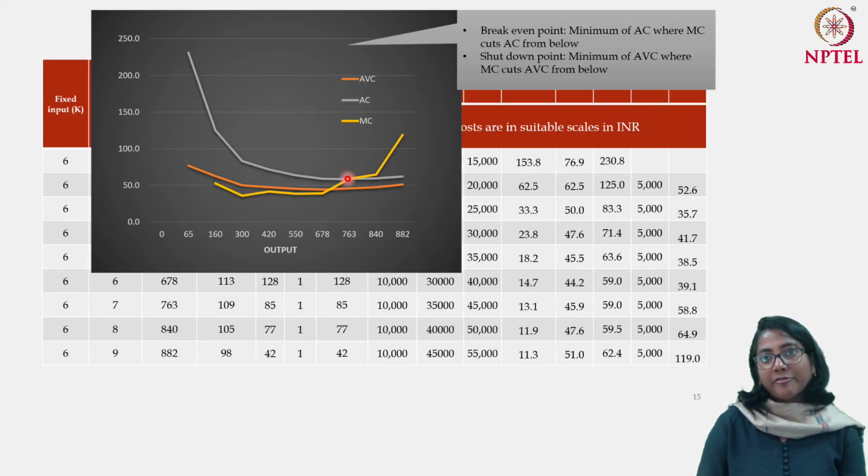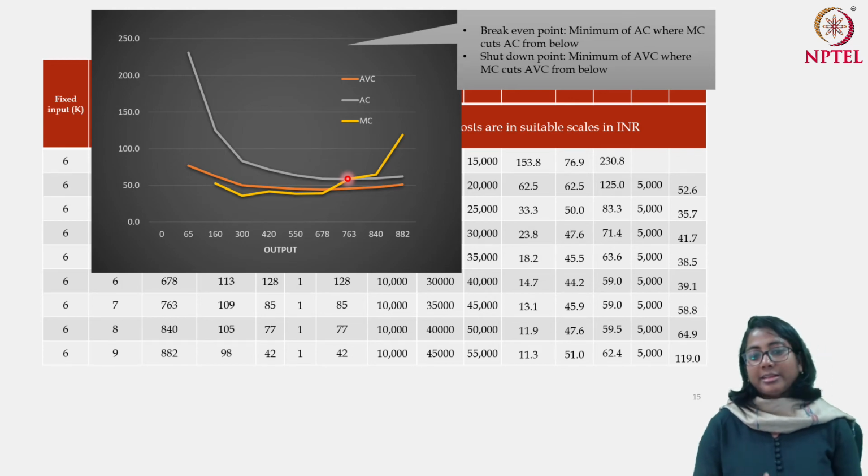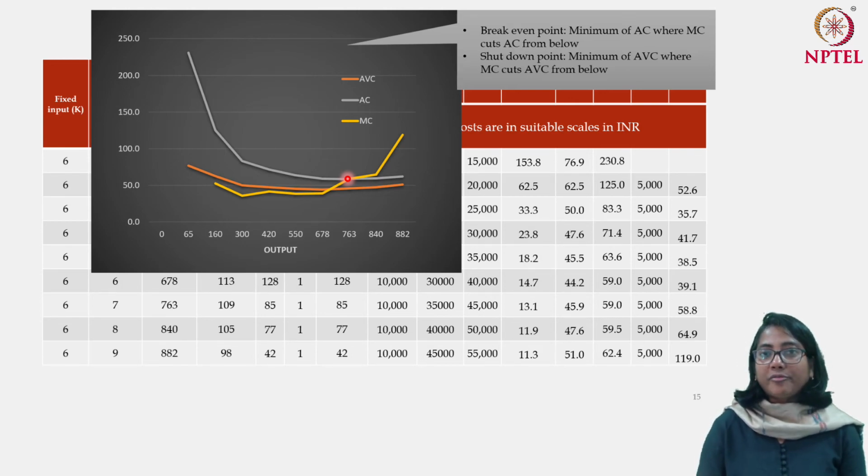So there is no emphasis either on your cost or on your revenue. Both are equalized. So this is called the break-even point. Now one may wonder that if the total revenue is equal to total cost, then where does the profit come from?